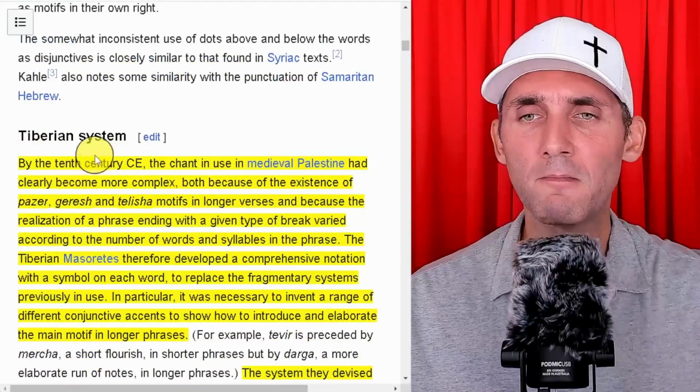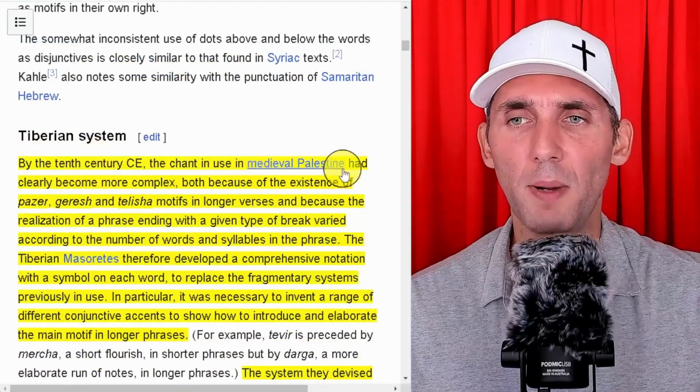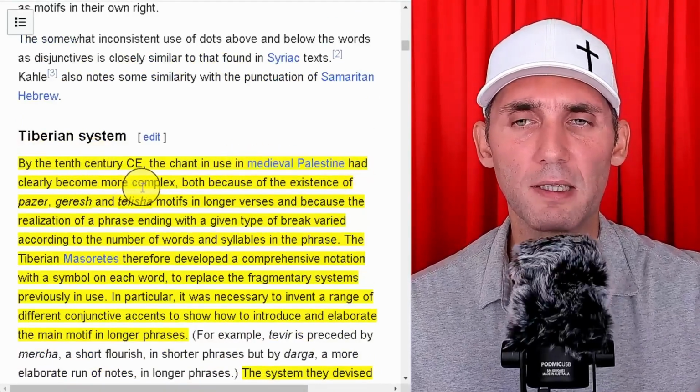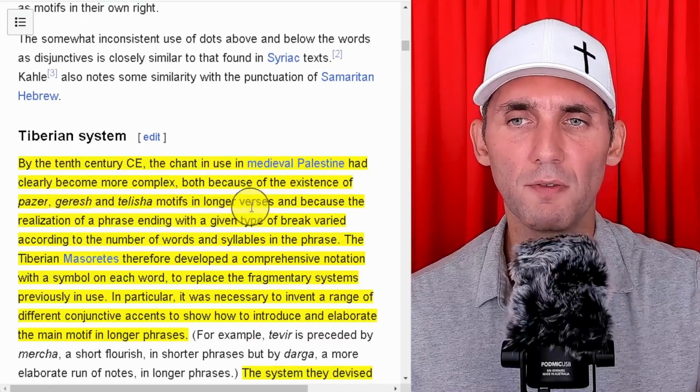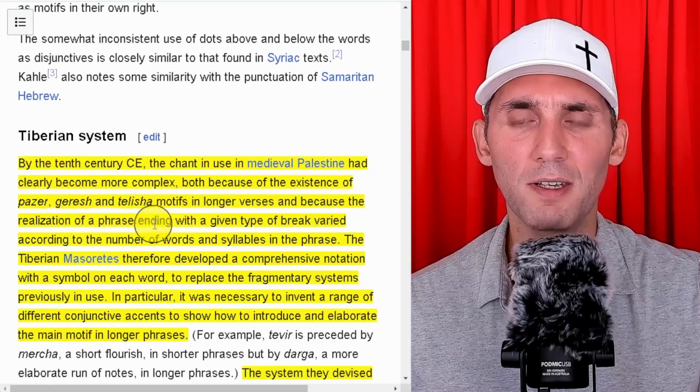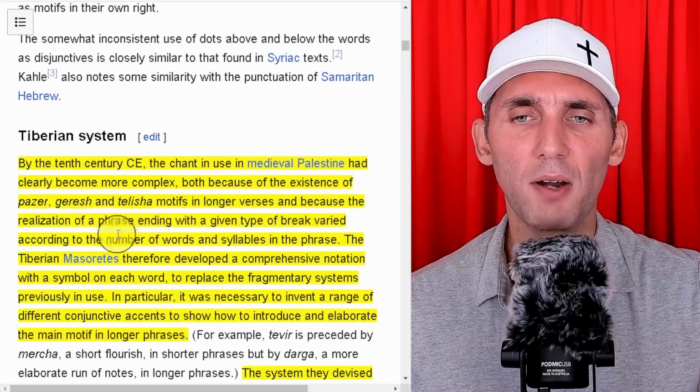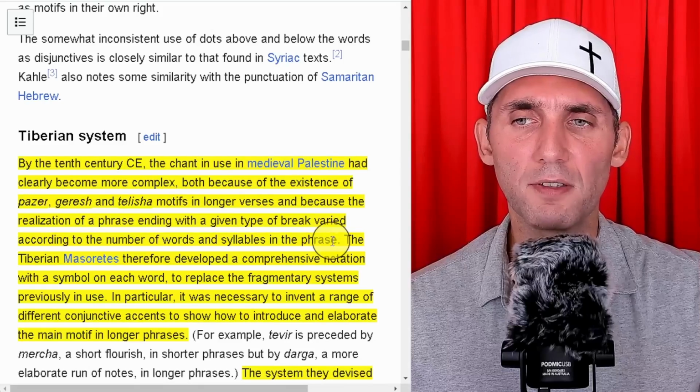By the 10th century, the chant in use in medieval Palestine had clearly become more complex, both because of the existence of Pazir, Geresh, and Telisha motifs in longer verses, and because the realization of a phrase ending with a given type of break varied according to the number of words and syllables in the phrase.